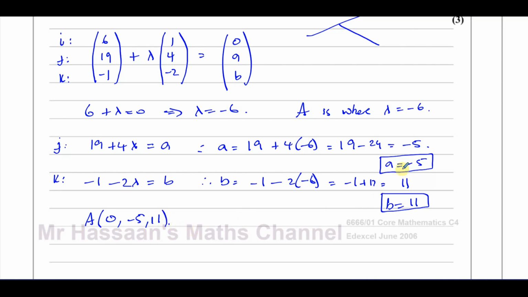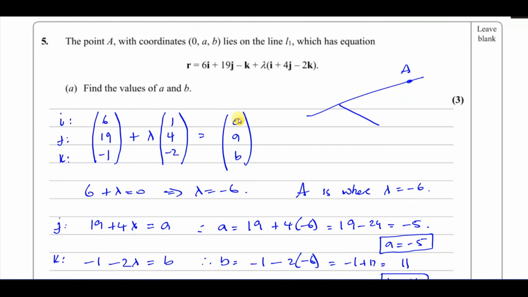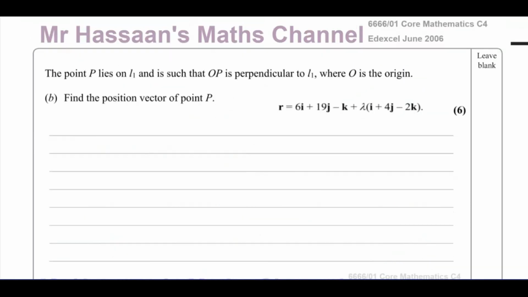Okay, but those are the answers to this question, and that answers part A. Alright, now for part B. It says the point P lies on line 1 and is such that O to P is perpendicular to line 1, where O is the origin. Find the position vector of point P.